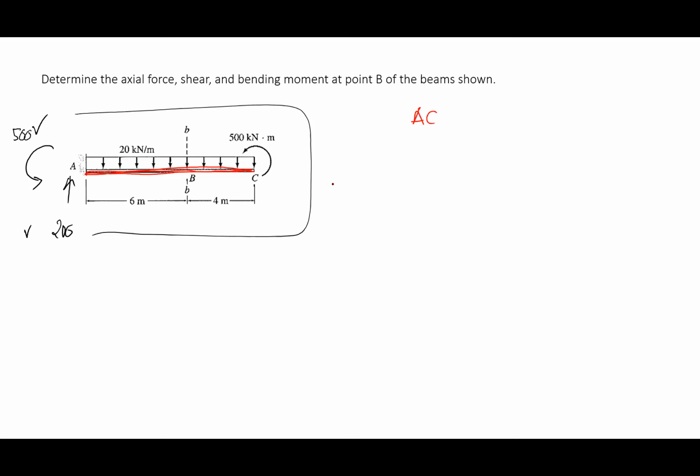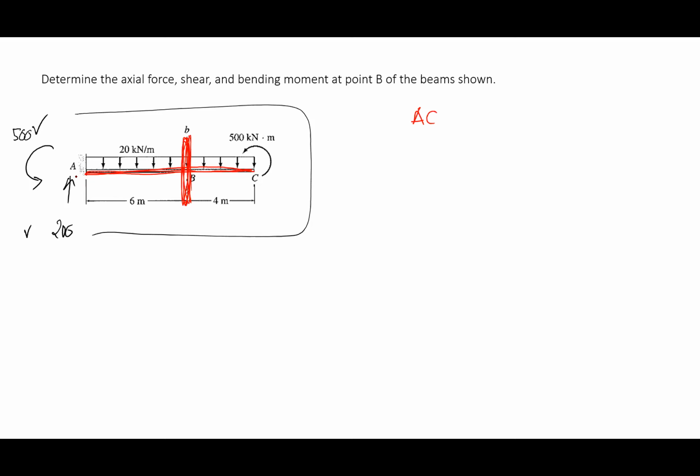Tapos, di ba, hatiin natin siya about any point. Sorry. Dito pala, naka-specific pala yung tanong na, determine the axial, shear, and bending moment at point B. So, naka-state sa problem na dito natin siya hatiin sa point B. So, you don't need to write the shear and moment in terms of X. So, mas madali yung ganito.